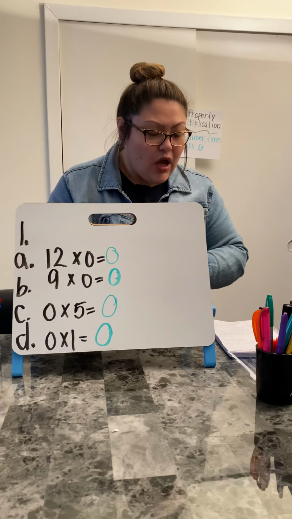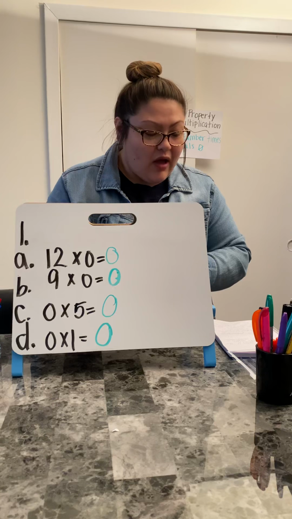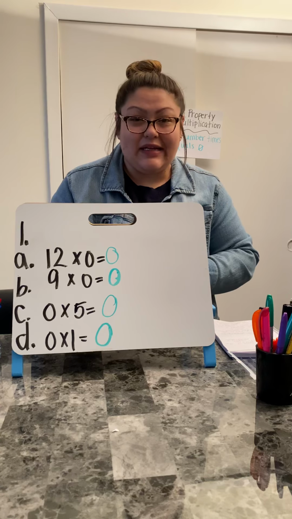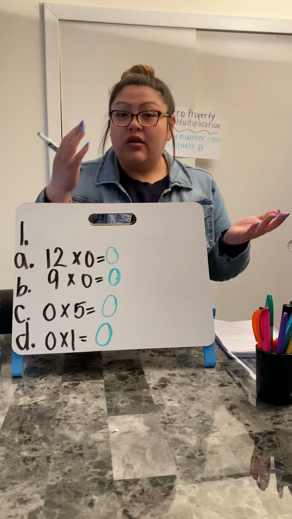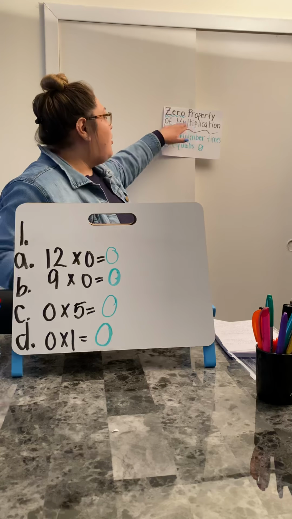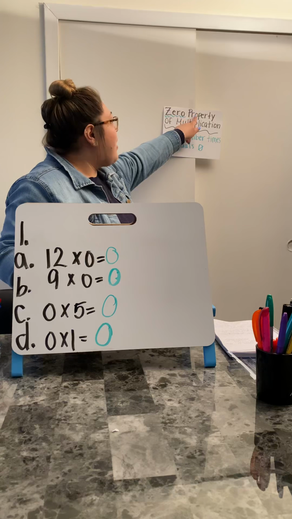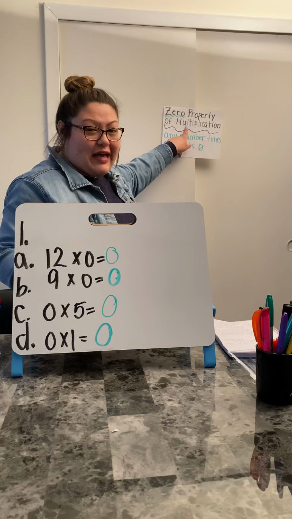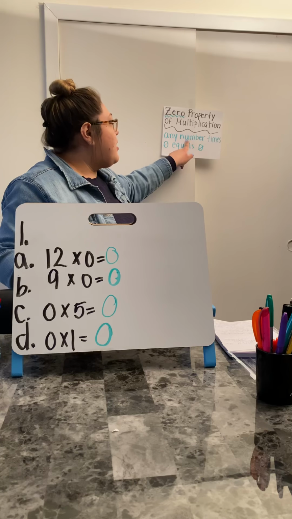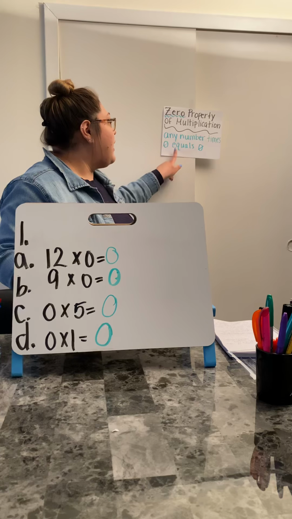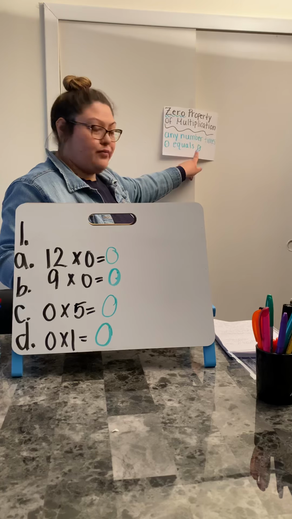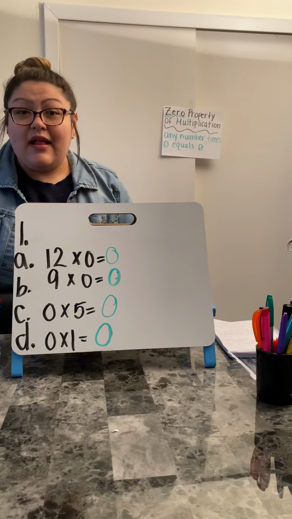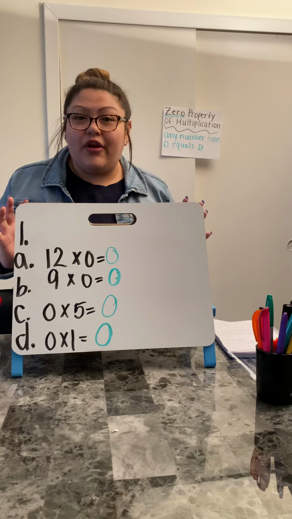Number 2 says, what is the name of the property for problems A, B, C, and D? So the property is called the 0 property of multiplication. This says that any number times 0 equals 0. Pretty easy, huh?